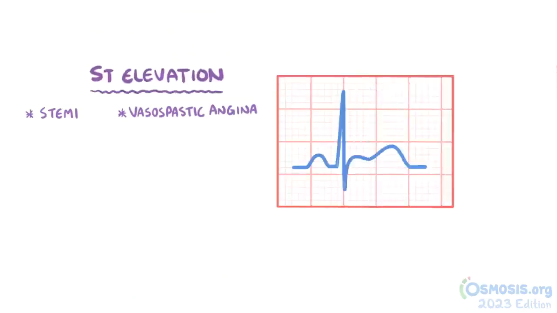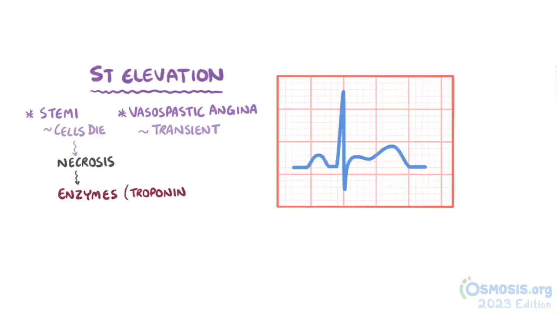On an ECG, both a STEMI and vasospastic angina can cause ST elevations, but with vasospastic angina, the elevation is transient. Another key difference is that with a STEMI, the ischemia is so severe that damaged heart cells die, resulting in myocardial necrosis, and leak out certain enzymes like troponin and CKMB.